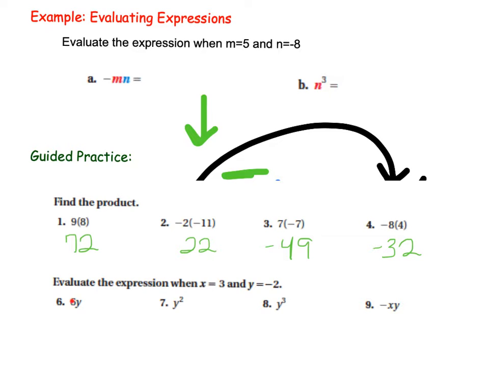You try guided practice 6, 7, 8, and 9 and watch out for your powers, understand what they're doing to your signs, and watch out for those negative signs in front of an expression. Pause the video.